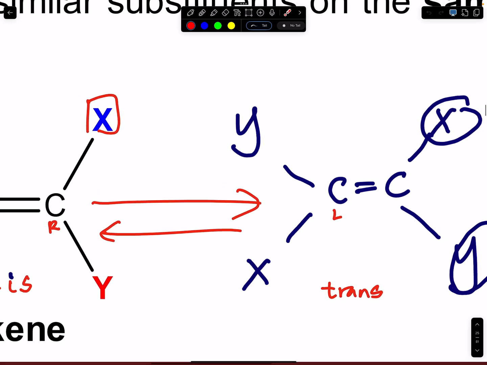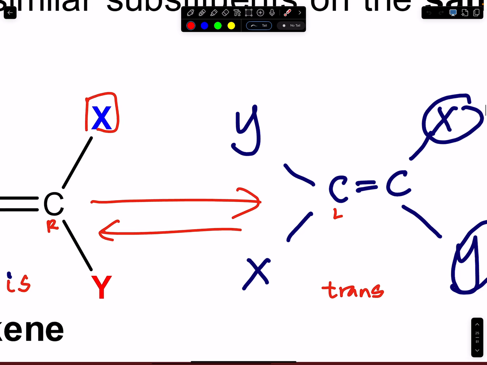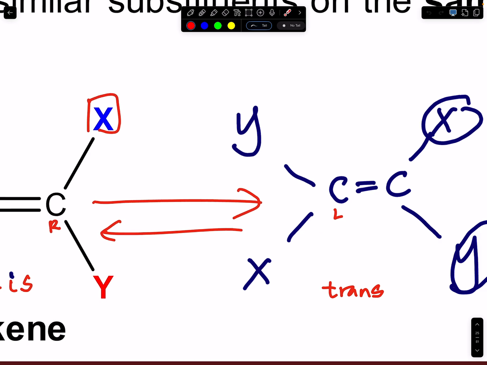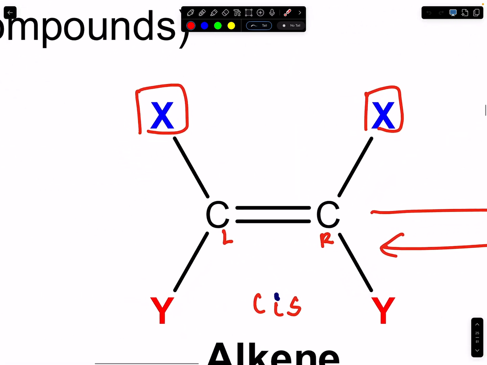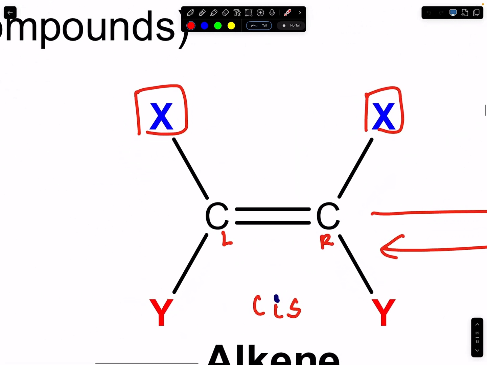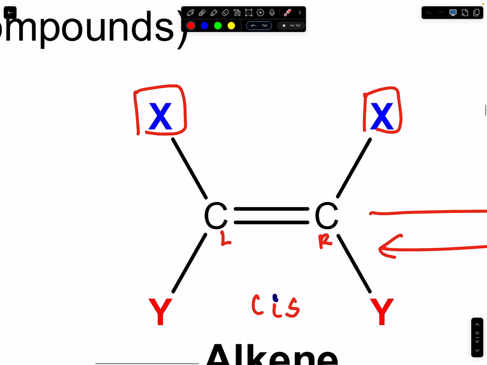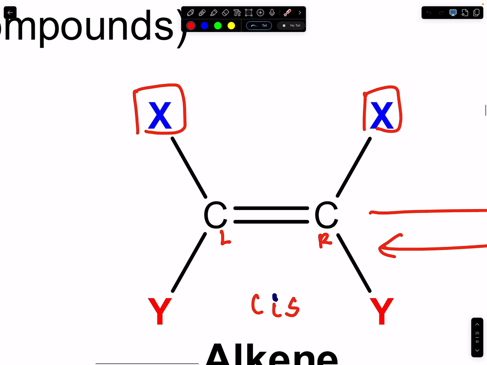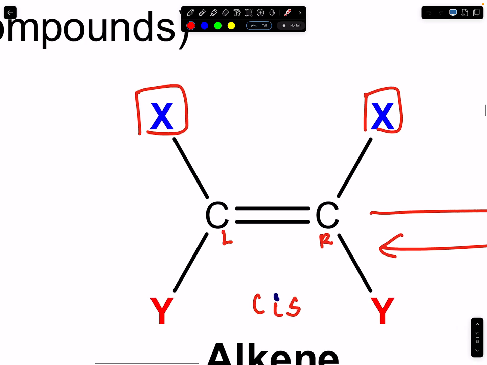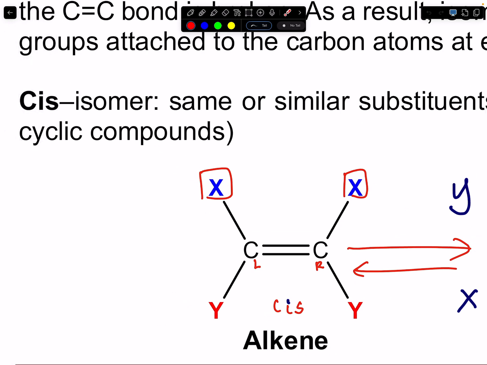Now, the second criteria, what's the second criteria? The second criteria will be across the doubly bonded carbon atom, there must be similar groups. Alright, across the doubly bonded carbon atom, there must be similar groups. So I want you all to take a look at this molecule again. Are you able to see that the similar groups are X across the doubly bonded carbon atom, and the X or even the Y are on the same side? And in Latin, same side means cis.